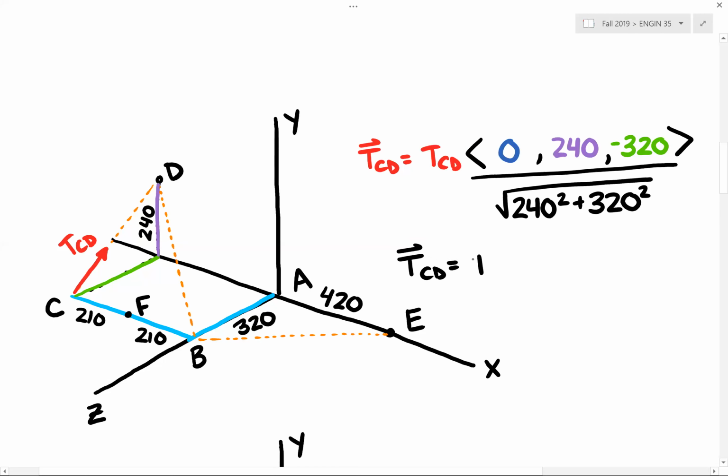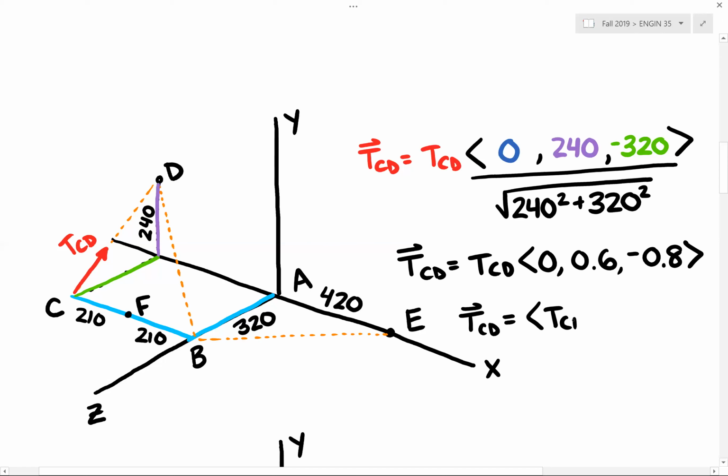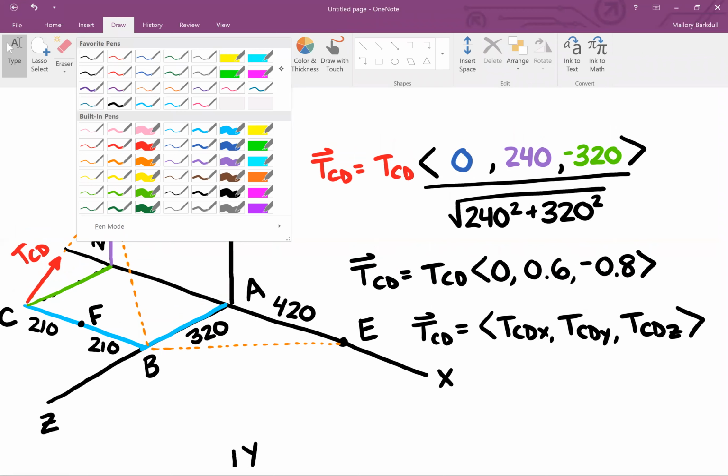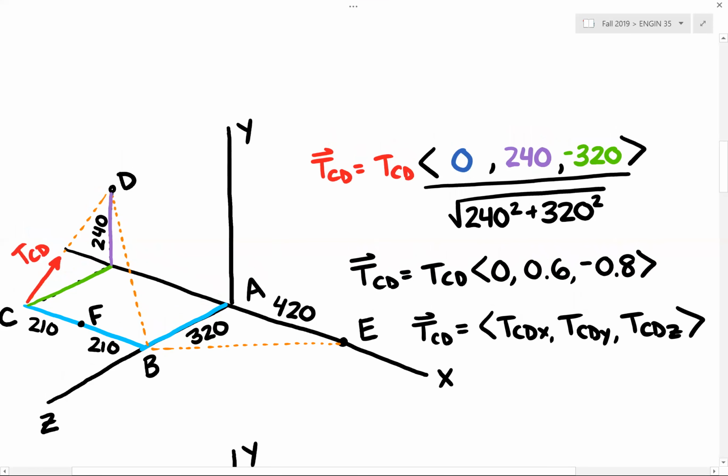Which when we solve that out, we get TCD times 0 in the x direction, 0.6 in the y direction, minus 0.8. Note, this is writing out TCD as 3 components, TCDX, TCDY, and TCDZ. Let's color code these like we have above and draw them on our diagram.